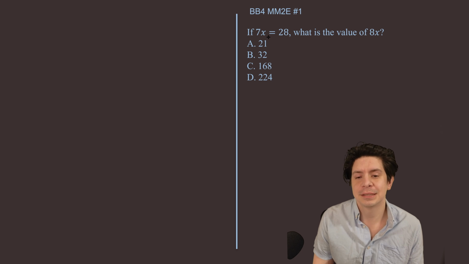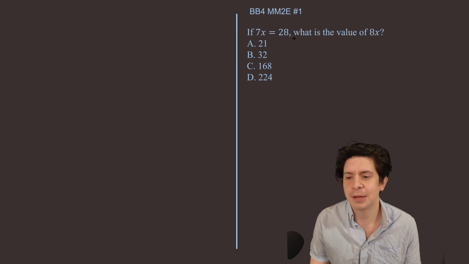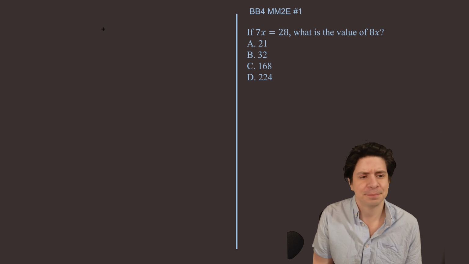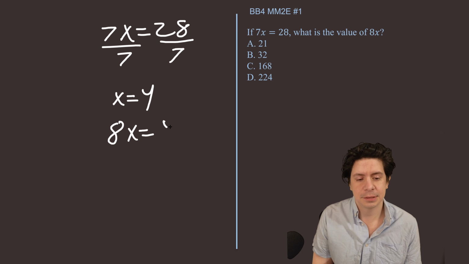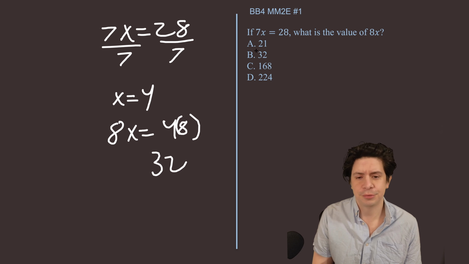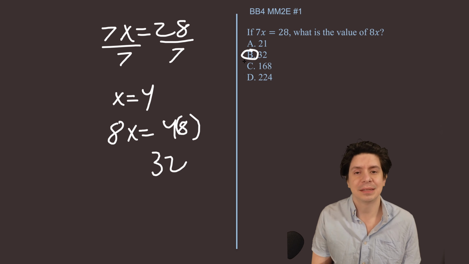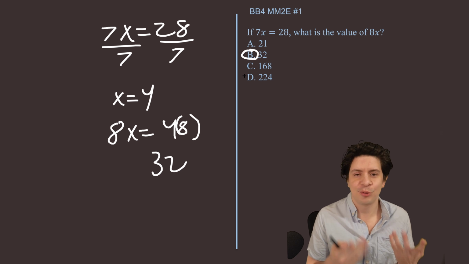So we start with this. If 7x equals 28, what is the value of 8x? Classic, you just solve for x by dividing by 7, dividing by 7. You get x equals 4, and then 8x will be 4 times 8. That is 32. You should be able to do that all mentally in your head. I'm just writing it out to show you what's going on in mine.